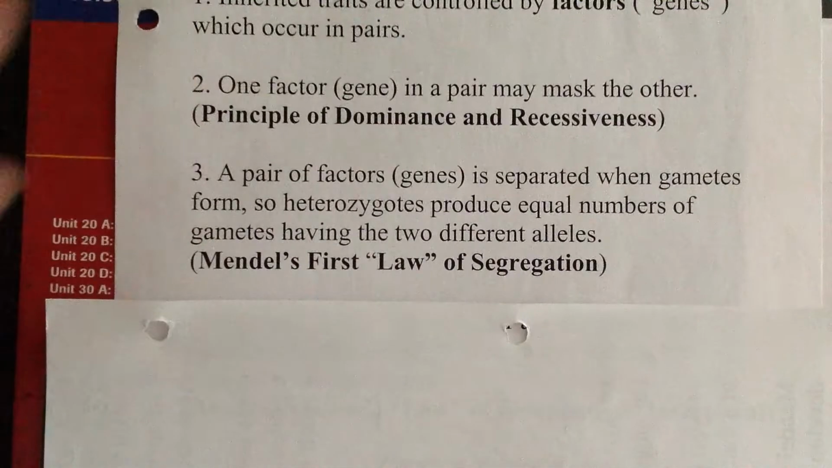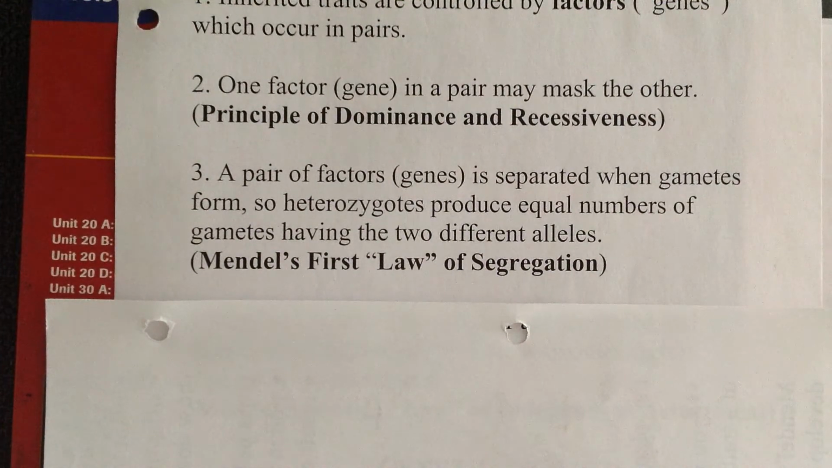All right. Now, a pair of genes is separated when gametes form. So heterozygotes, which we'll talk about in a second what that actually means, produce equal numbers of gametes having two different alleles. This is the law of segregation. When you produce your gametes, your eggs or your sperm, you're going to separate each of those little entities or genes out. So when you have, let's say, a code for blonde hair, I have it as a set of two. Those are going to separate out when you produce gametes.